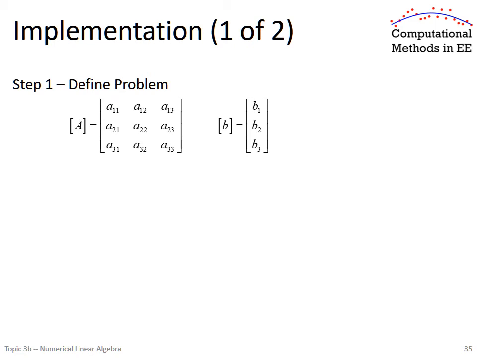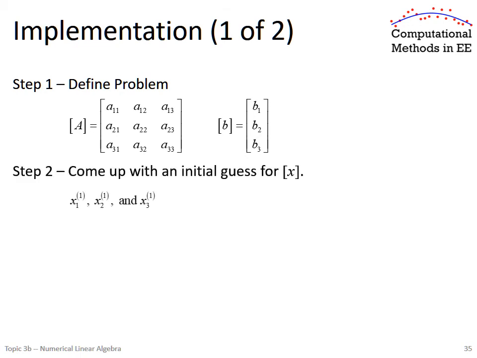Now let's talk about the implementation. So at the start of this, we have to feed into our algorithm A and B, because that defines the matrix equation we want to solve. Next, we have to come up with an initial guess for x. Ideally, you know something about the physics or the science or whatever it was that created A and B to begin with that lets you come up with a good guess. If not, you're forced to just try different things.